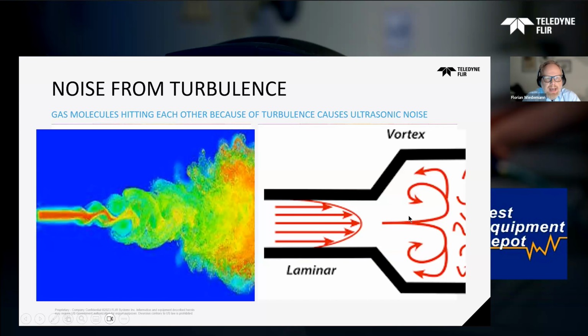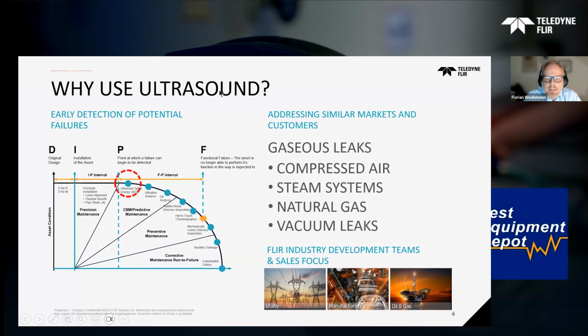How is ultrasonic happening? Gas molecules are hitting each other because of turbulence, and this causes ultrasonic noise. So it is a great tool for picking up the presence of certain kinds of defects very early in the component failure timeline. We concentrate today mostly on gaseous leak applications, means mainly compressed air leaks, but you can as well detect steam systems, vacuum leaks, and natural gases.